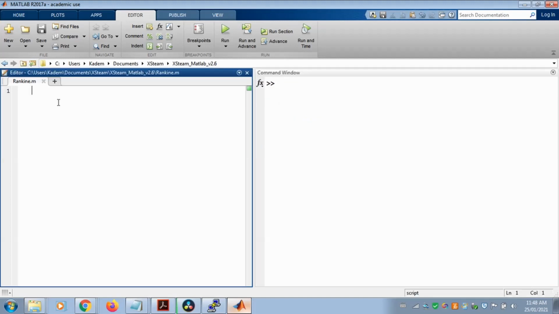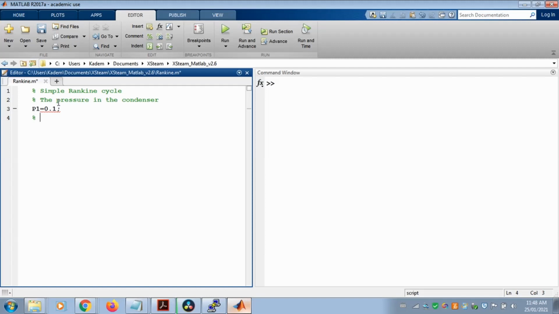Now the next step is to start our code. So we are coding a simple Rankine cycle. The first thing we'll have to do is to set our inputs. What do we know? We know the pressure in the condenser, let's call it P1 at state 1, is equal to 10 kilopascal. What does it mean, 10 kilopascal in bar? This means 0.1 bar.